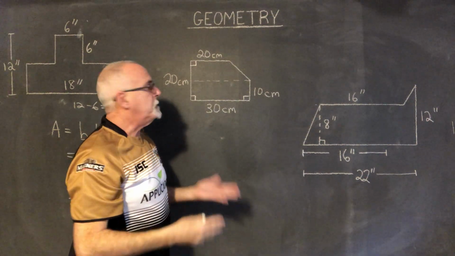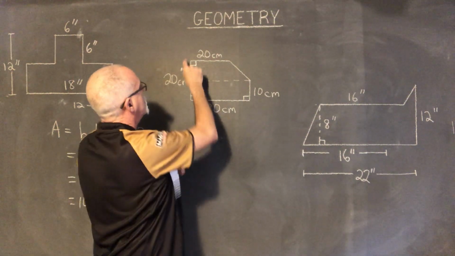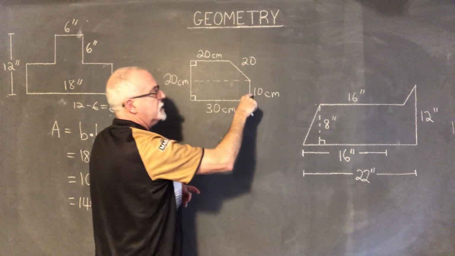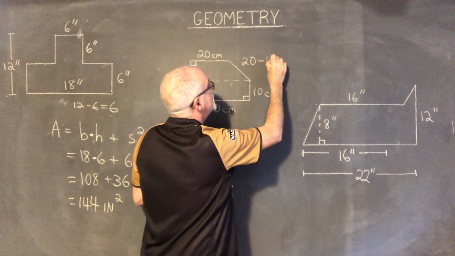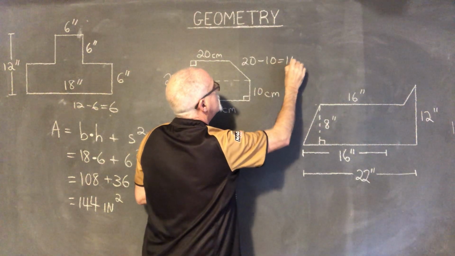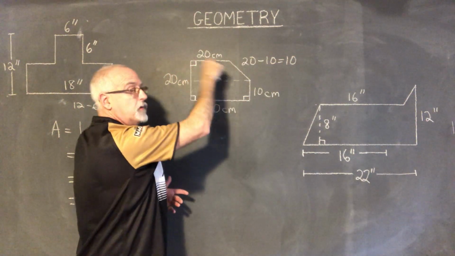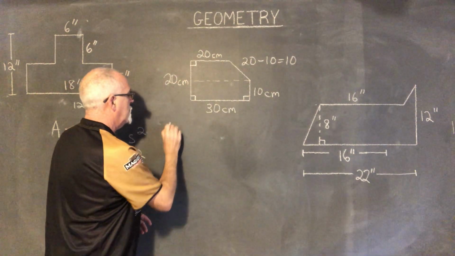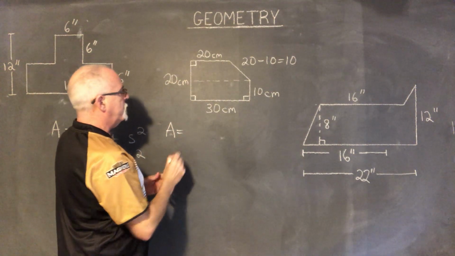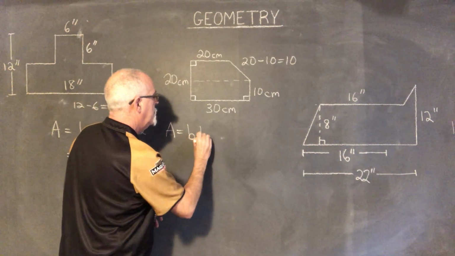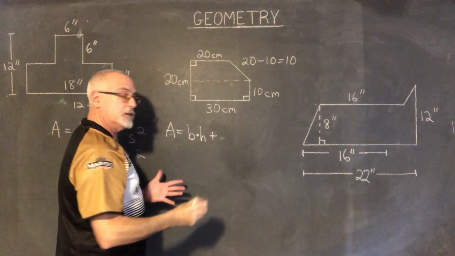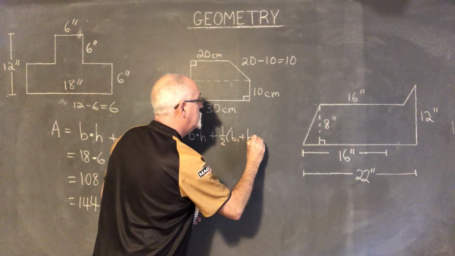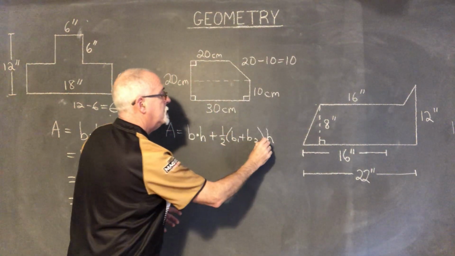It might seem obvious, but again, I want to prove it. So the total height of the shape, which is 20, minus the height of this little rectangle part on the bottom, which is 10, tells me that the height of the right trapezoid is also 10. Now I have enough information so I can do the area. The area of a rectangle is base times height, and the area of the trapezoid is 1/2 base 1 plus base 2 times the height.